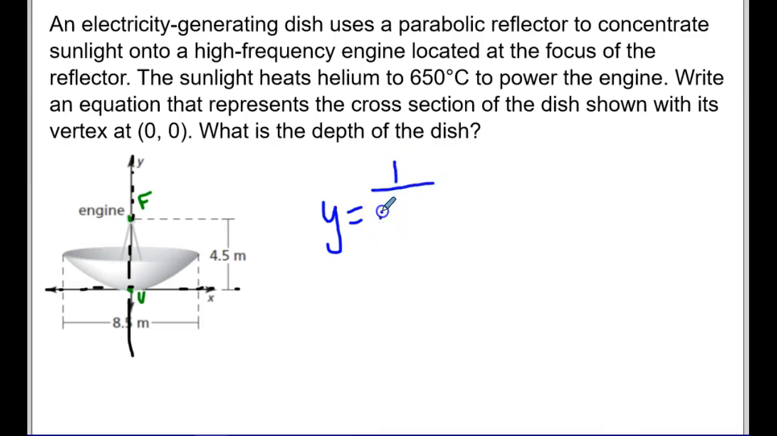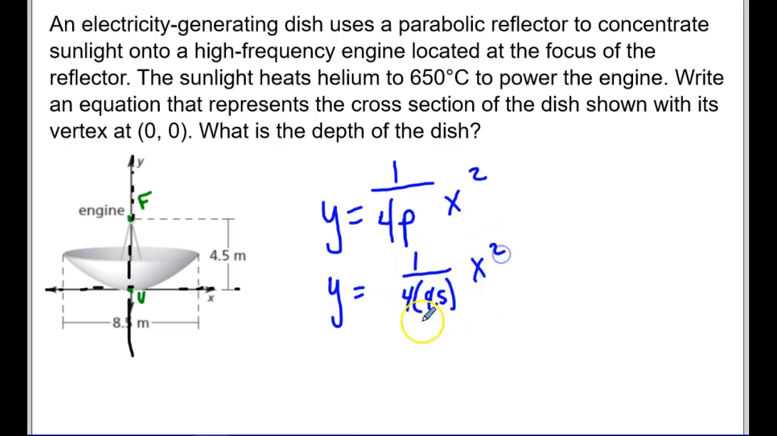So now I'm going to deal with my 1 over 4p, and I've got my x squared. I can use just x squared and not have my h or k because my vertex is at the origin. Now I have to find my p-value. I'm told that this point was my focus, so the distance from my vertex to my focus was 4.5 meters. So I have y equals 1 over 4 times 4.5, x squared. This can be simplified, so y equals 1 over 18 x squared. So this is the equation that models this parabolic dish.